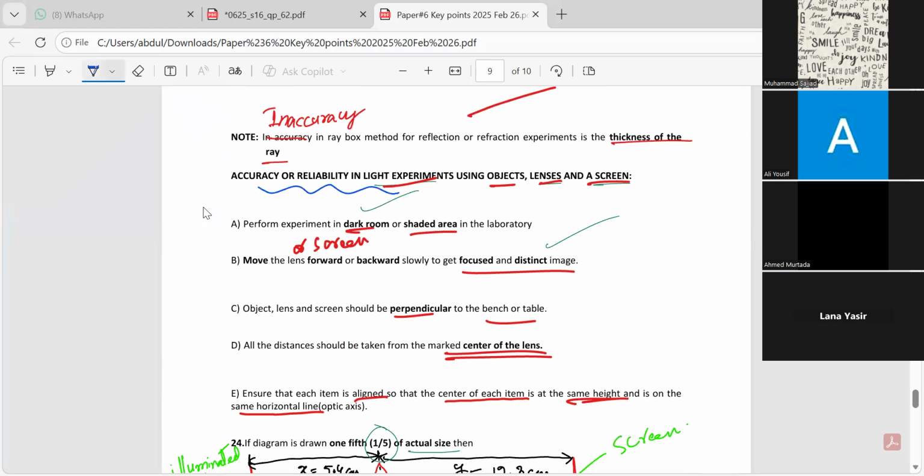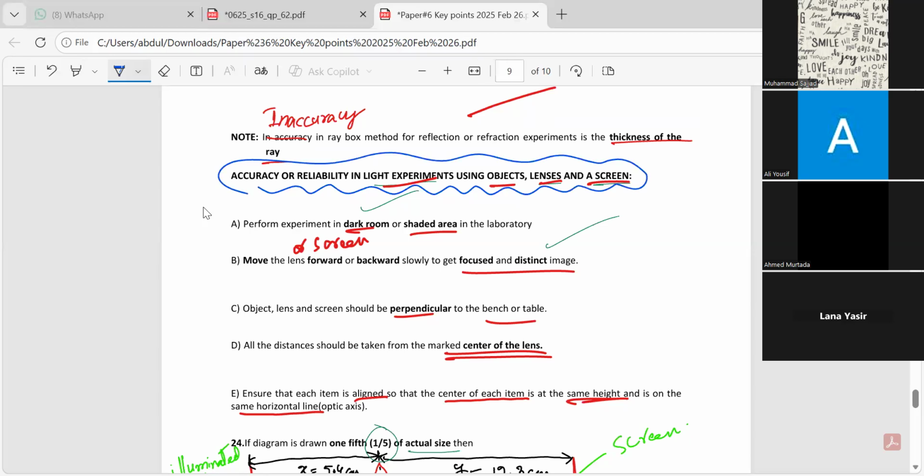Now see, this is the point mentioned here: accuracy or reliability of a light experiment using object, screen, and lenses. Perform the experiment in a dark room or shaded area. Move the lens forward or backward, even sometimes the screen, slowly to get the focused image. These 2 points I wrote. Object, lens, and screen should be perpendicular to the bench or table. They should not be tilted. All the distances should be taken from the marked center of the lens, and ensure that each item is aligned so that the center of each item is at the same height, on the same horizontal optical axis. That's what I explained to you already.